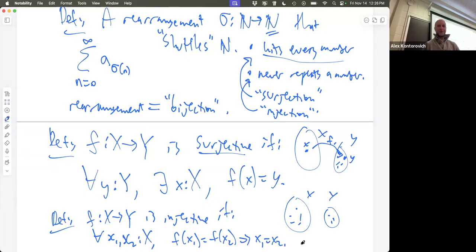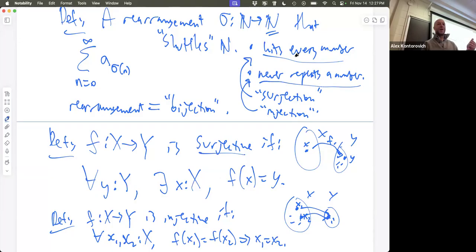Perfect statement. Okay, if I have two points, x1 and x2, and f takes them to the same value, f of x1 and f of x2, if they happen to clash, well, the only way that can happen is if you started with the same point. Of course, if you start with x1 equal to x2, you take them somewhere and they're going to land on the same value. That's the only way that can happen. Okay, that's injection. You never repeat a number.